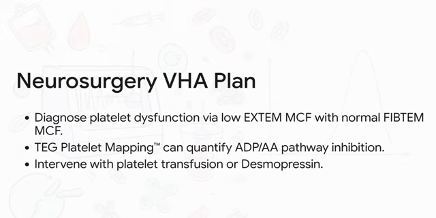While a standard VHA identifies the platelet deficit, more specialized assays like TEG platelet mapping can pinpoint the specific pathway inhibition, in this case ADP. The definitive intervention here is the transfusion of 1 adult therapeutic dose of platelets. This is required to overcome the pharmacological inhibition and deliver functional platelets to the site of intracranial injury.